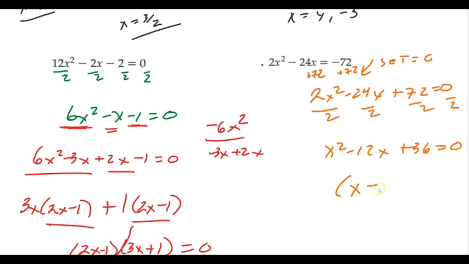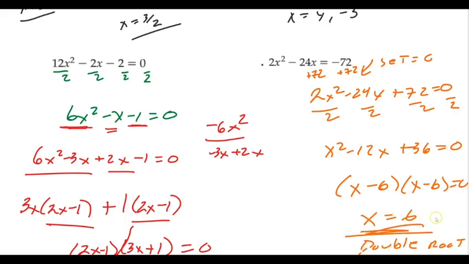Factor it. That's (x - 6)(x - 6). I get x = 6. You know what that means? I have a double root. Boom. You only have one answer twice. Double root. This graph, I know it's going to look like the ones where it hits and it bounces. By the way, where does it hit at? 6.